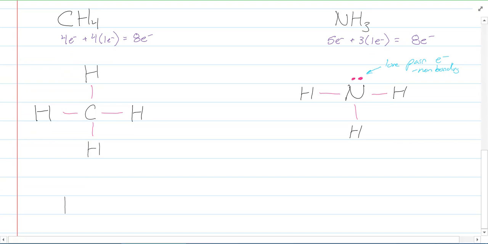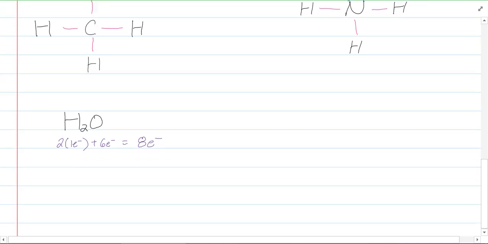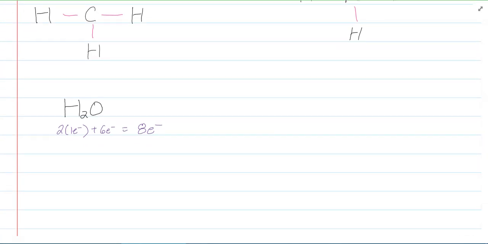Water, let's do water. H2O. So water has 2 times 1 electron for hydrogen, plus 6 electrons, so that's a total of 8 valence electrons. How is this arranged? Well, oxygen is going to be in the middle because hydrogen cannot be in the middle. It will not be in the middle.